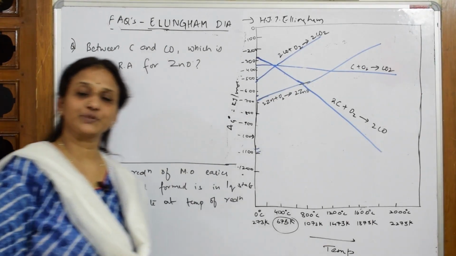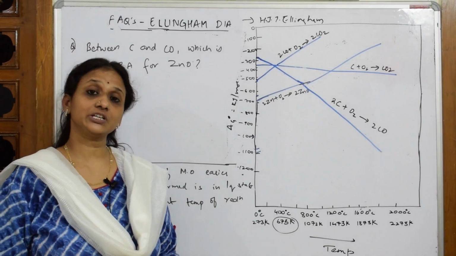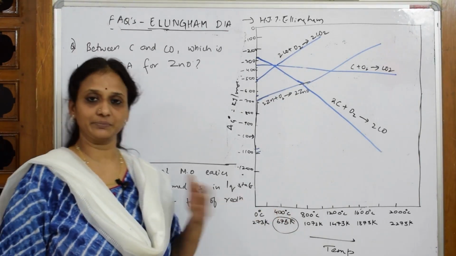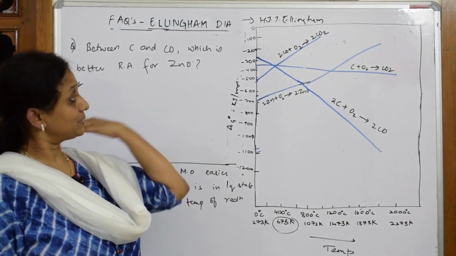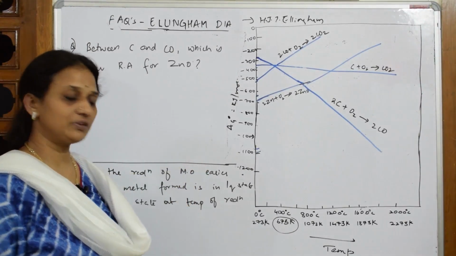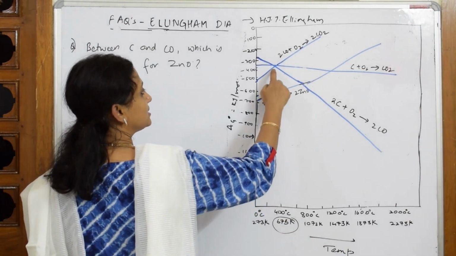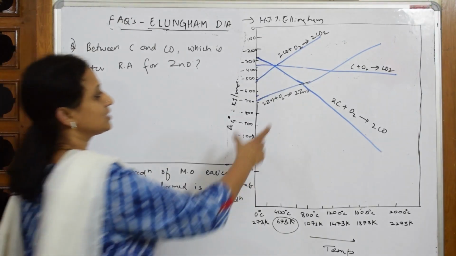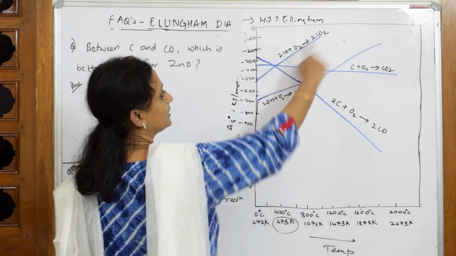So let us see the next set of questions. Earlier I did one question like this, which is a better reducing agent, carbon or carbon monoxide at one particular temperature. I've marked that also, that is 673 Kelvin. Now what happens if there is no temperature mentioned in the question? Earlier when they gave me the temperature, I compared it: at 673 this line exists here, this exists here, and zinc oxide is here, carbon is below that, and carbon monoxide is above.